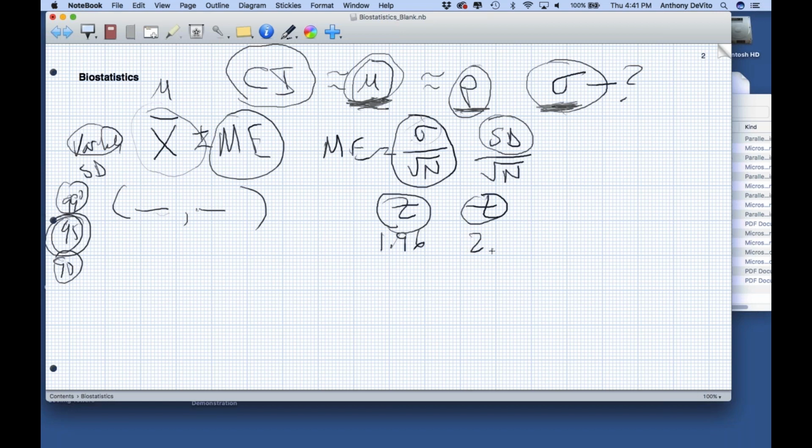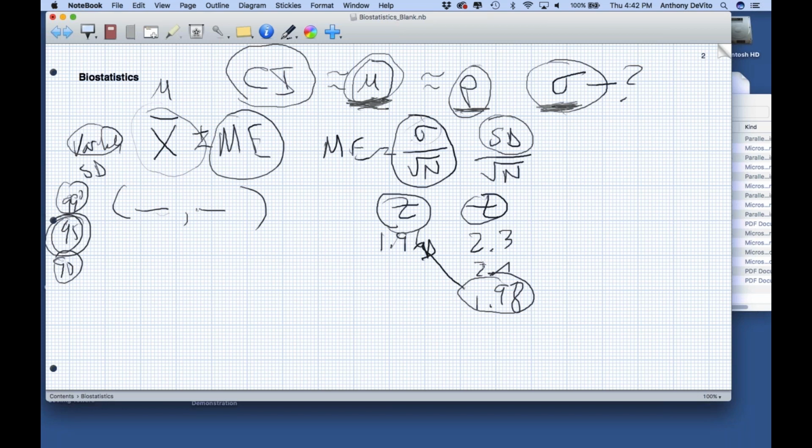It might be 2.3, it might be 2.1, and if it's a very large sample size, it might be 1.98. The bigger the sample size is, the better an estimate of the population standard deviation we have, and the smaller that t-score becomes. It never really becomes 1.96 unless you sample the entire population or infinity. So that's the way we're going to calculate that.